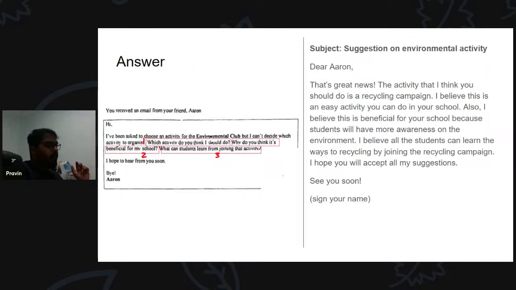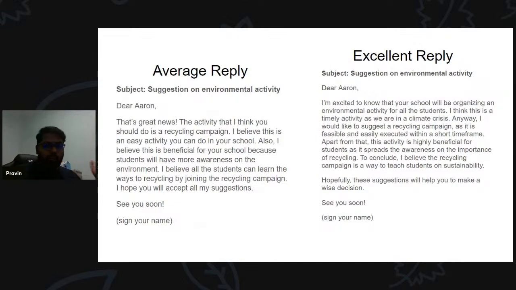So I'm going to give you an example of two replies for the same email. This is a simple one, and the excellent one is from a good student. Let's look at the average reply, because all of you can do the average reply, right? Dear Aaron, that's great news. The activity that I think you should do is a recycling campaign. So very straight to the point. Dia terus jawab saja. Dia tak fikir banyak, which is good.